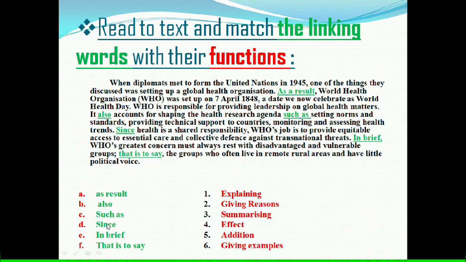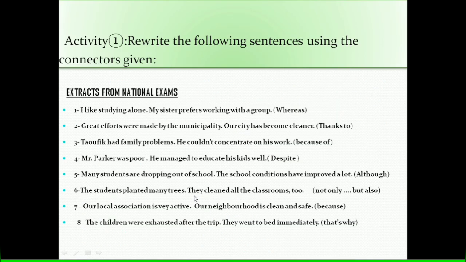Since, I think it's expressing reasons, because here since means because. In brief, summarizing. Great. That is to say, explaining. Thank you very much. It's very good.